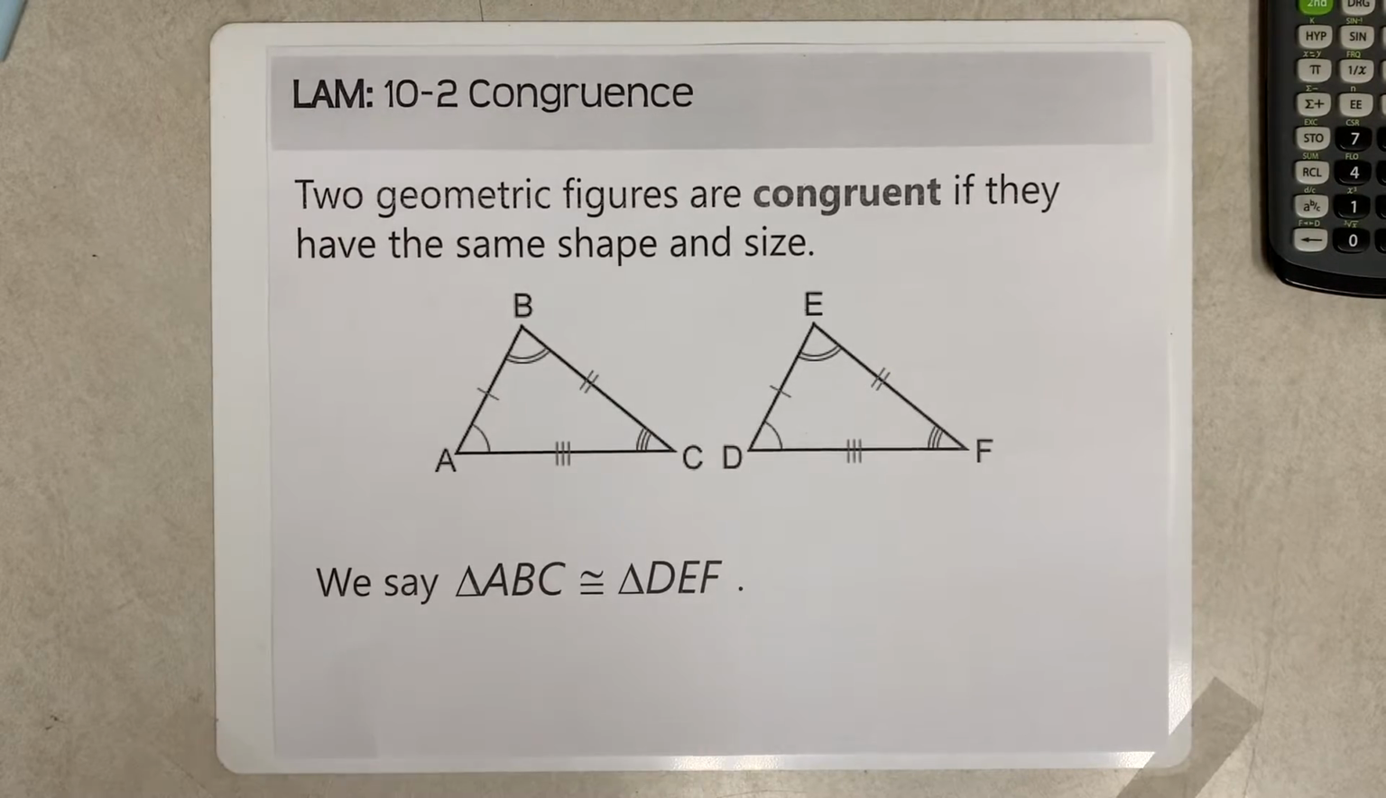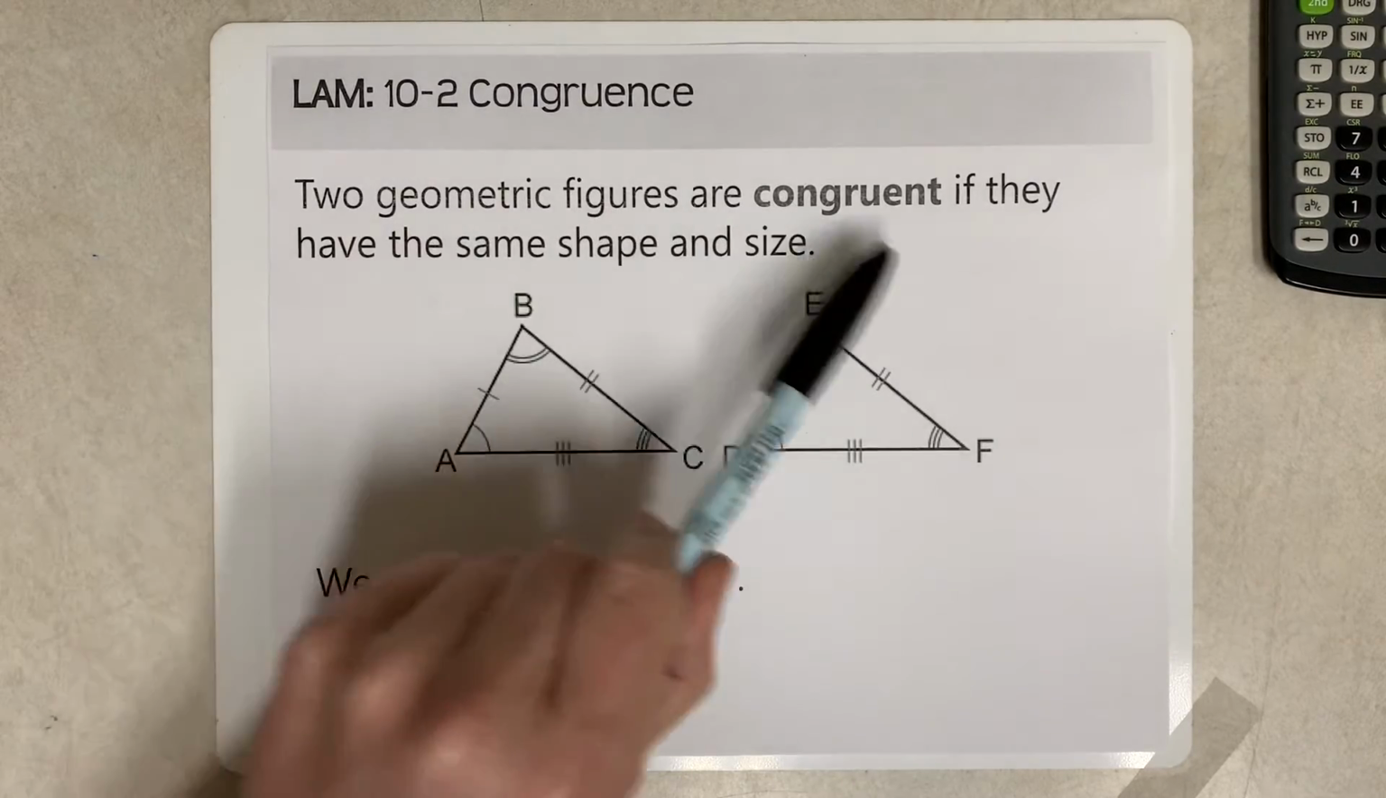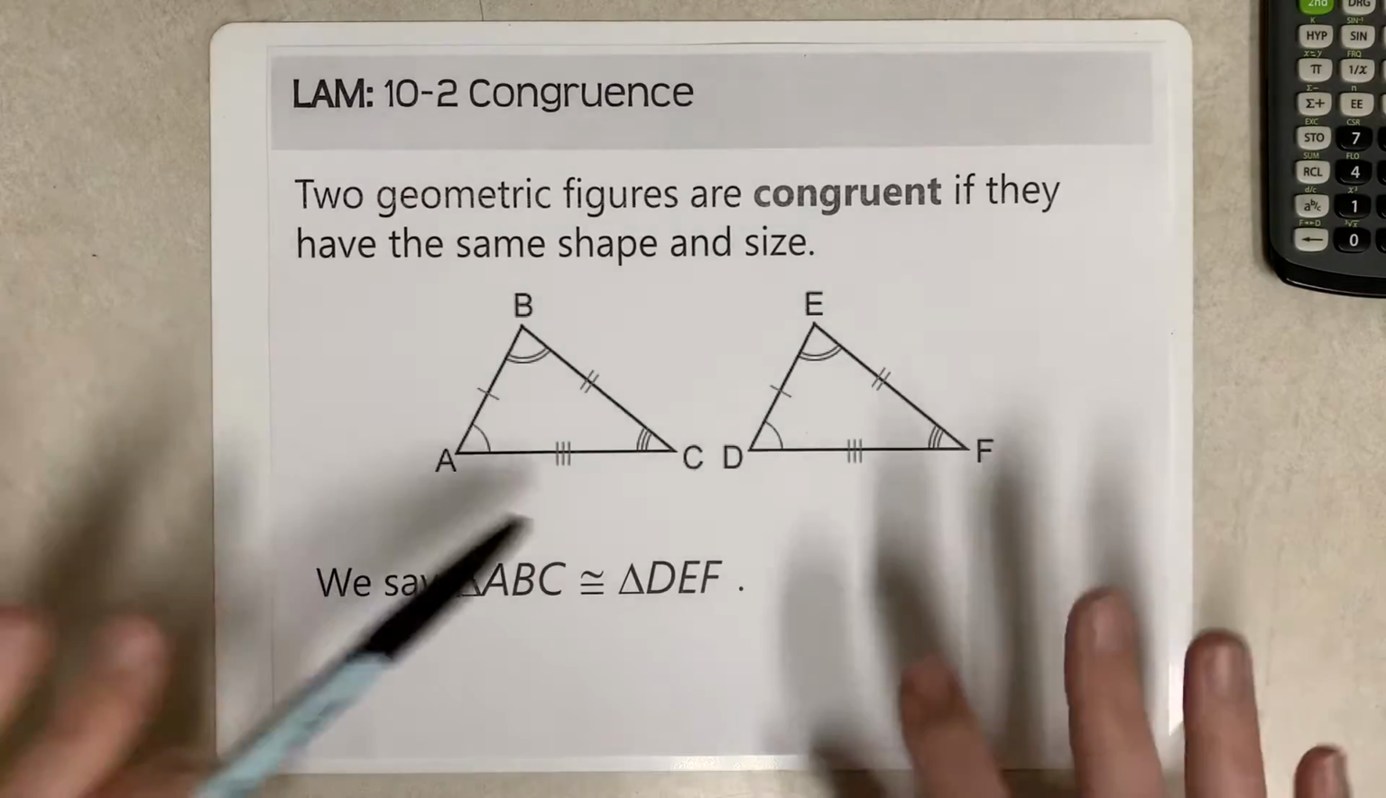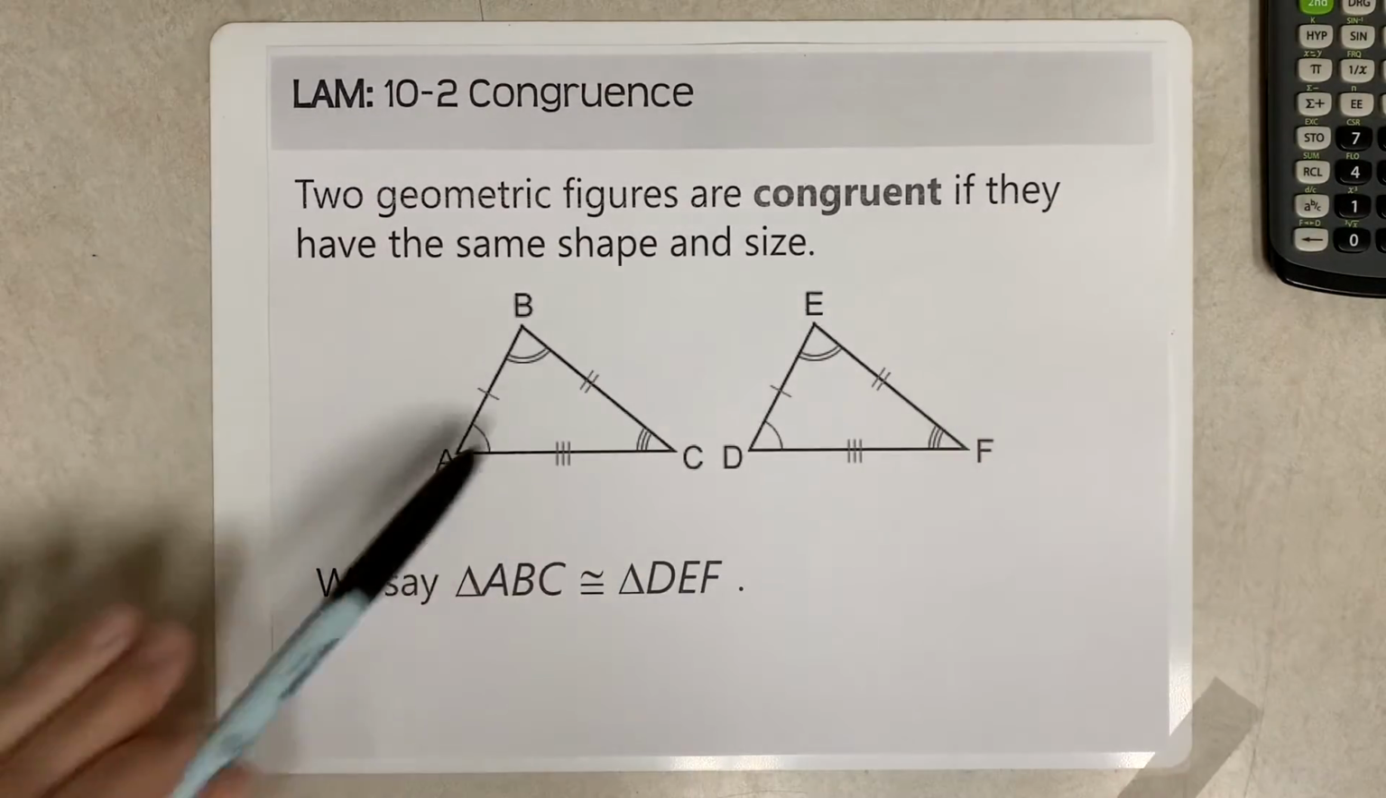Hey guys, in this video we are going to discuss congruence, mainly between triangles, but congruence can be between any polygons or shapes. We're going to talk about mainly triangles today. And so we start out with our definition. Two geometric figures are congruent if they have the same shape and size. And we're talking about the entire figure, not just an angle or a side measure.